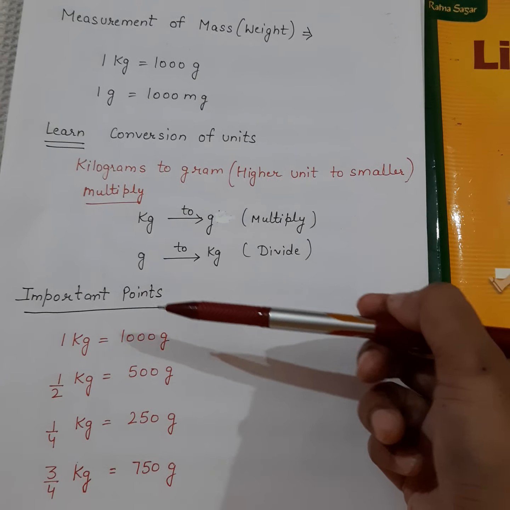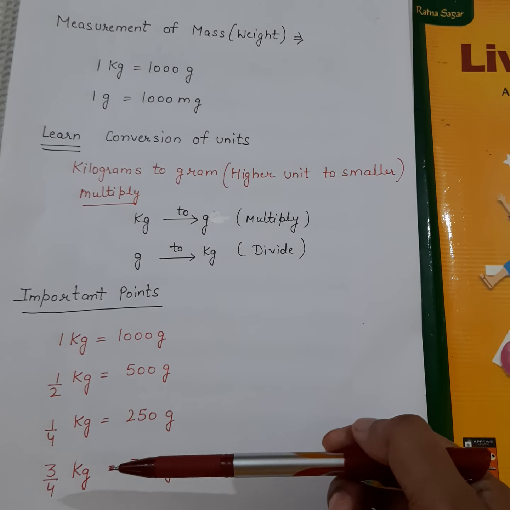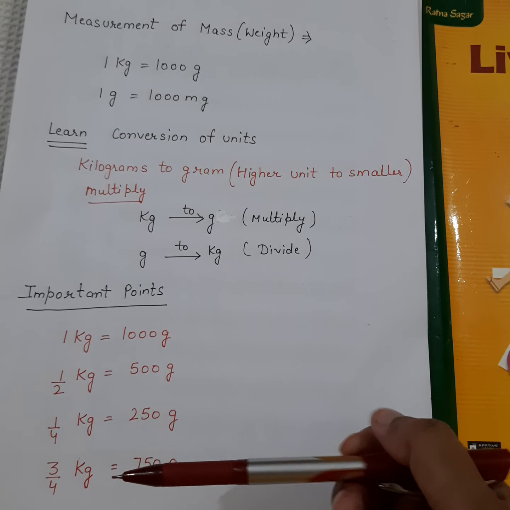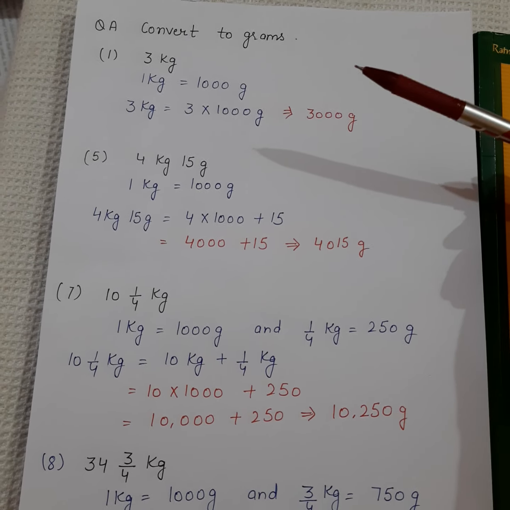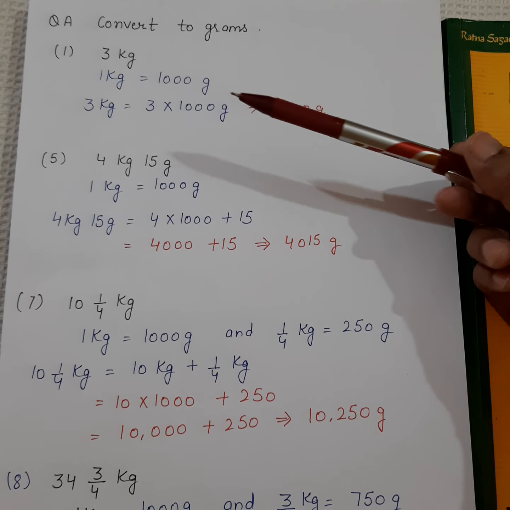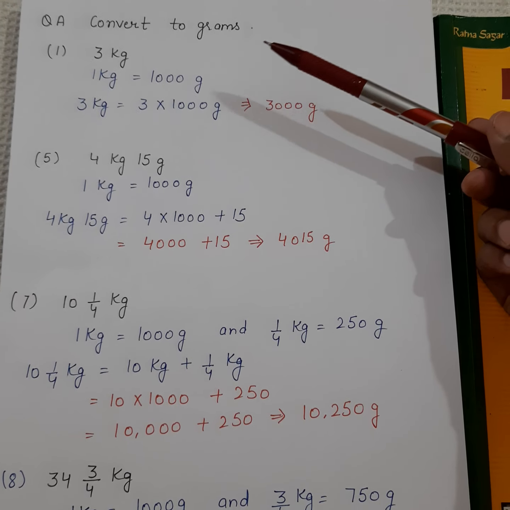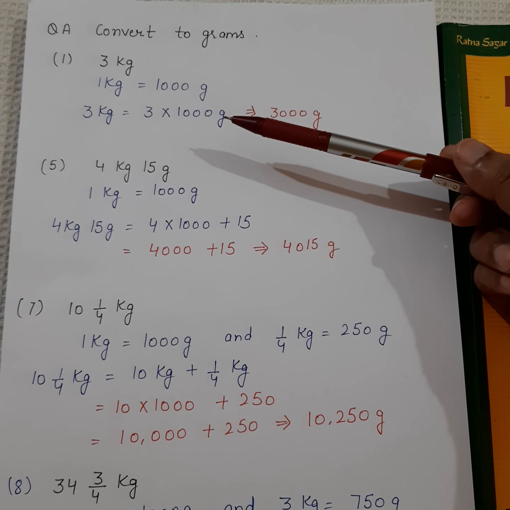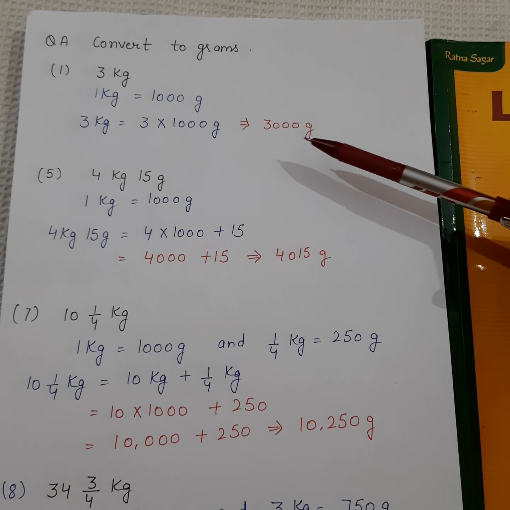So please everyone learn these important points, learn this measurement, and only then do the exercise, right? Now come to question number A of exercise 10.3. The question is convert to gram. Now we are converting from kilogram to gram, from bigger to smaller. So 1 kg is 1000 gram. So in 3 kg how many? 3 multiplied by 1000. So what will come?